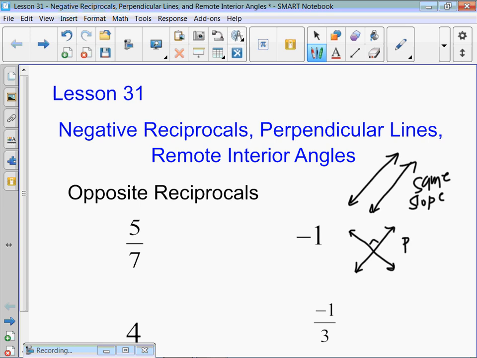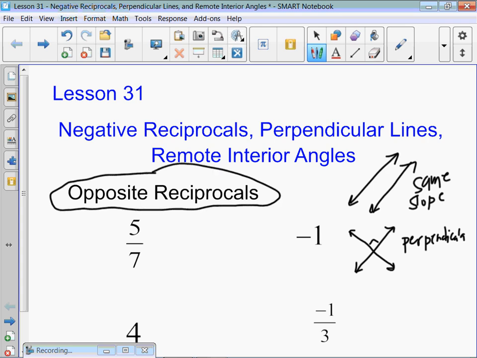Those are called perpendicular. And what you want to memorize is that their slopes are opposite reciprocal, meaning if it's positive, you have to switch it to negative, and if it's negative, you have to switch it to positive, and you also flip the fraction at the same time. That's how they make a right angle when they cross each other. So you want to memorize for perpendicular: opposite reciprocal.